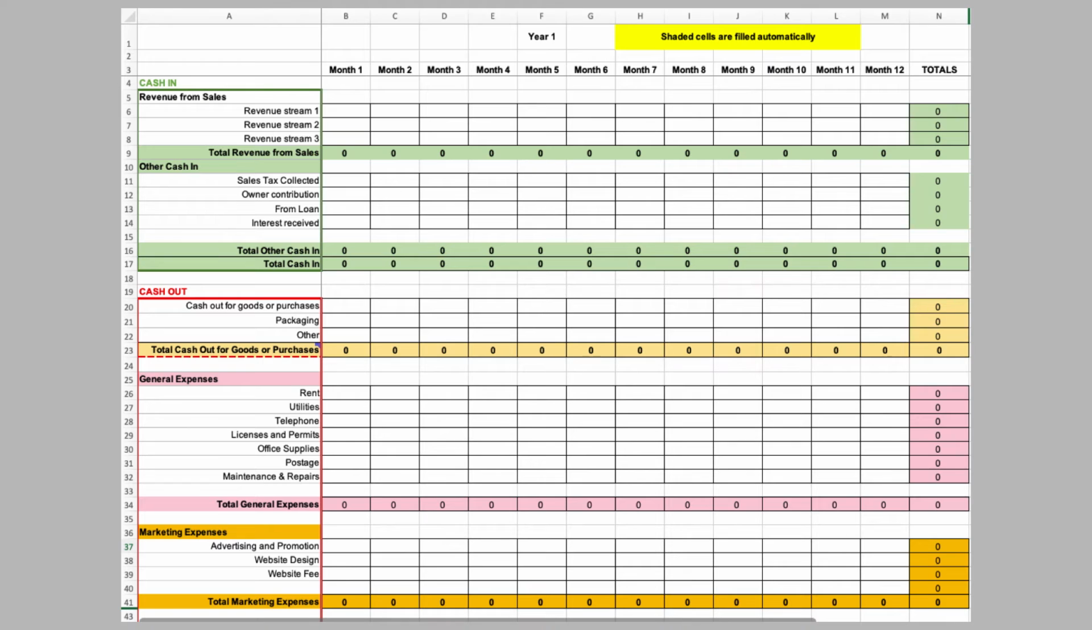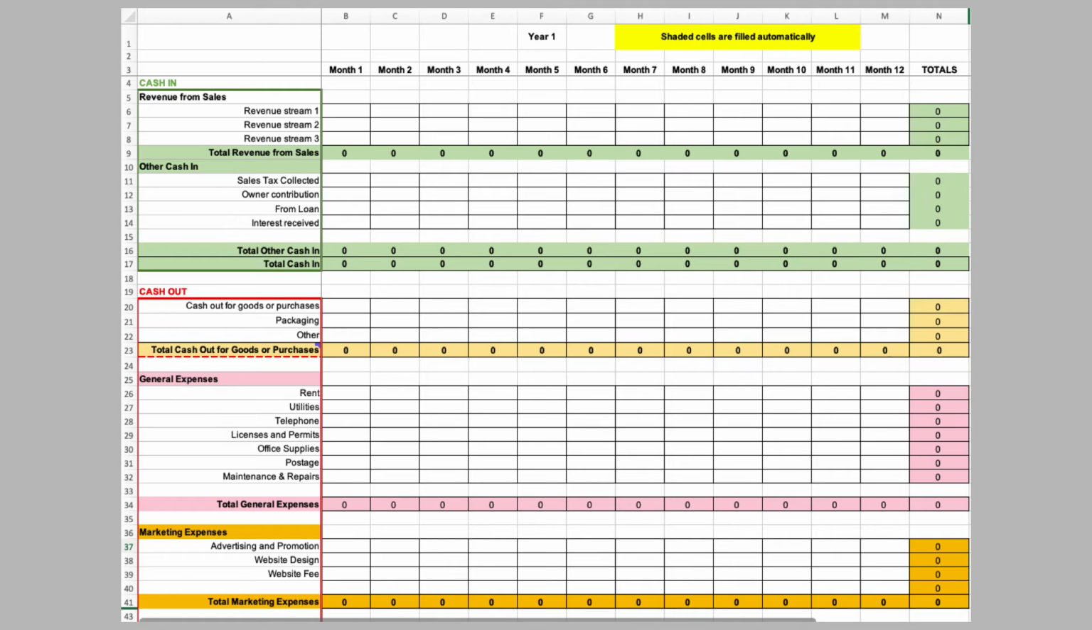And you may want to track the income of each one of those streams in each month throughout the year, at least looking forward. The shaded areas in this particular spreadsheet are calculations that happen. So you can see that on line 9, the total revenue from sales is the sum of the three revenue streams in any given month.